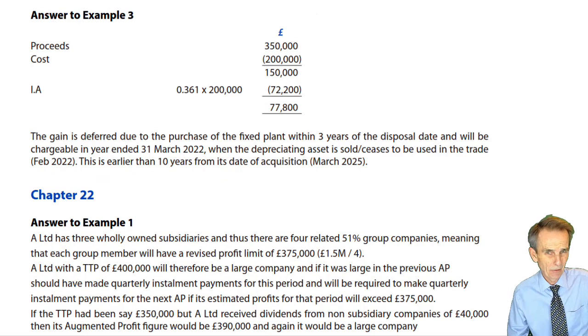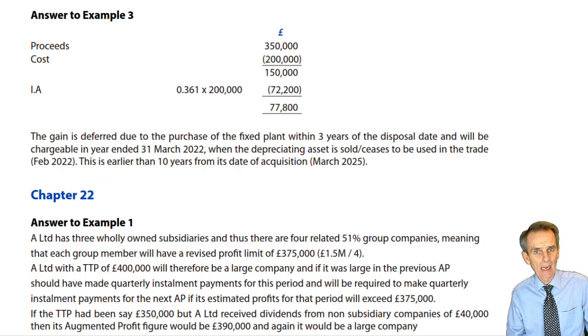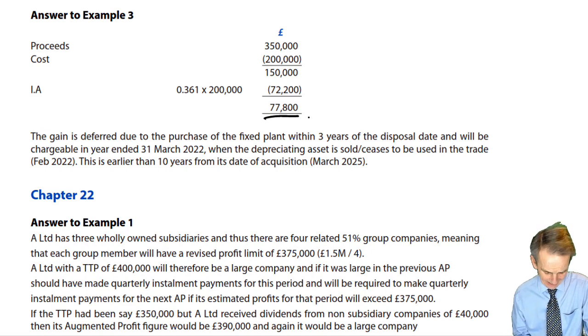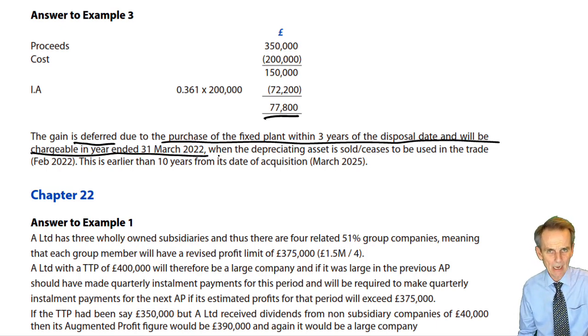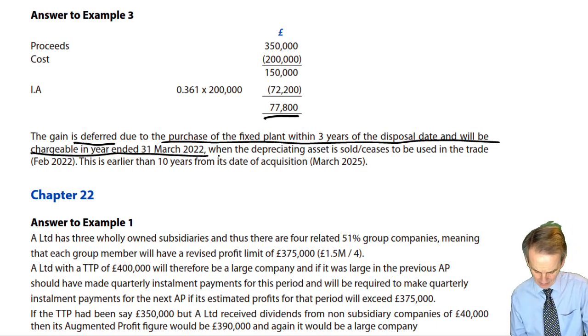Well, given the discussion we had before I let you loose on this, hopefully no problems now looking at this brief answer. Work out the gain as we always do with the proceeds less cost, less indexation allowance, and we get our chargeable gain as per usual. What we detect is that the gain is able to be deferred due to the purchase of the fixed plant within 3 years of the disposal date, and will be chargeable in the year ended March 22, the accounting period in which that disposal occurred, as we say, when the depreciating asset is itself sold.